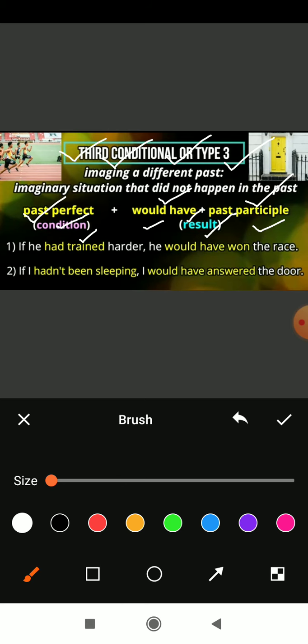Okay, now let's take another example. If Chaya had visited Agra, she would have visited Taj Mahal. If is the if clause, Chaya had plus visit plus ed, Agra, comma, she would plus have visited Taj Mahal. Okay, now let's take another example. If it had rained, the plants wouldn't have withered. Is it?